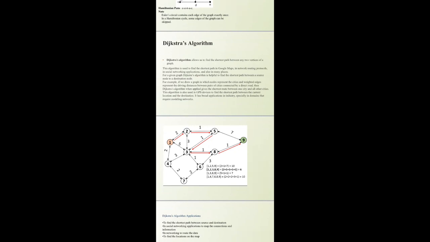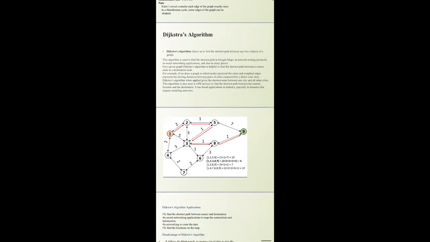These are the places where graph theory is used: Google Maps, network routing protocols, social networking applications, and many places. For a given graph, Dijkstra algorithm is helpful to find the shortest path from a source node to a destination node. For example, if we draw a graph in which nodes represent cities and weighted edges mean every edge has some weight, for example 2 millimeter, 10 millimeter. Means we will give some value to the edges.